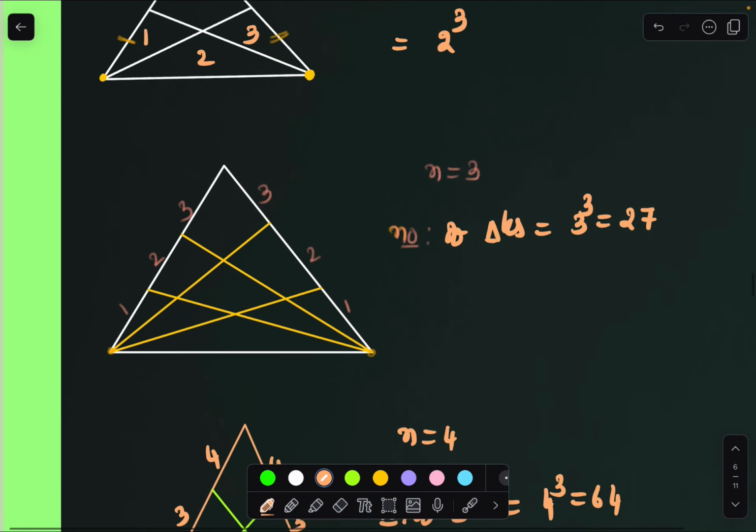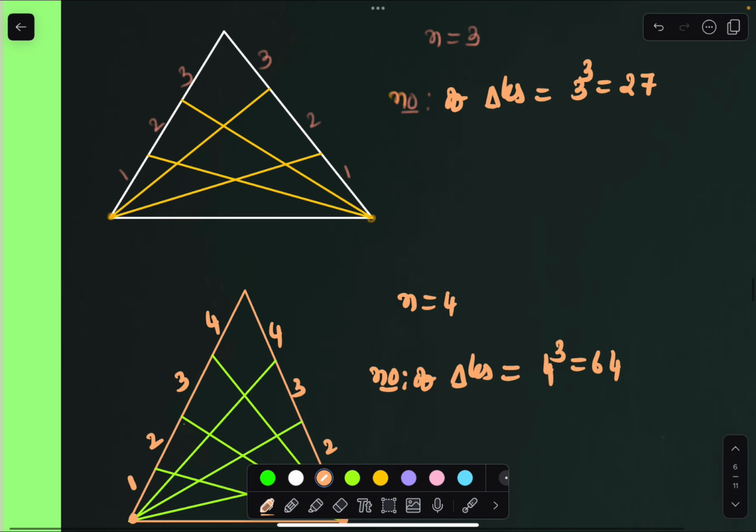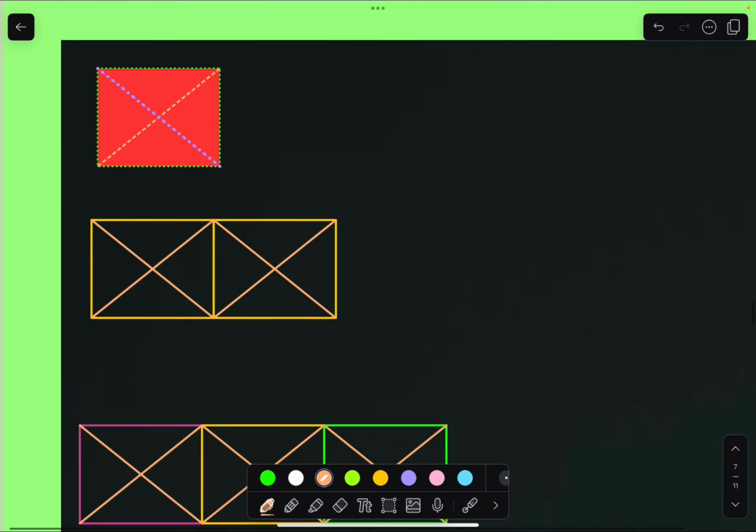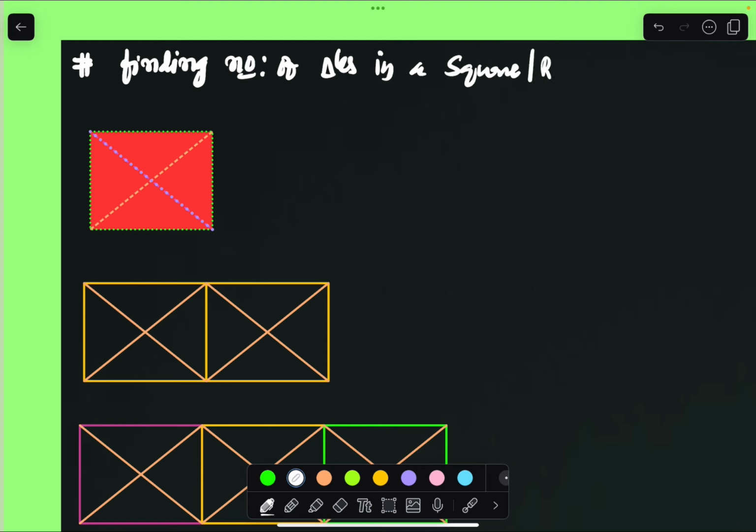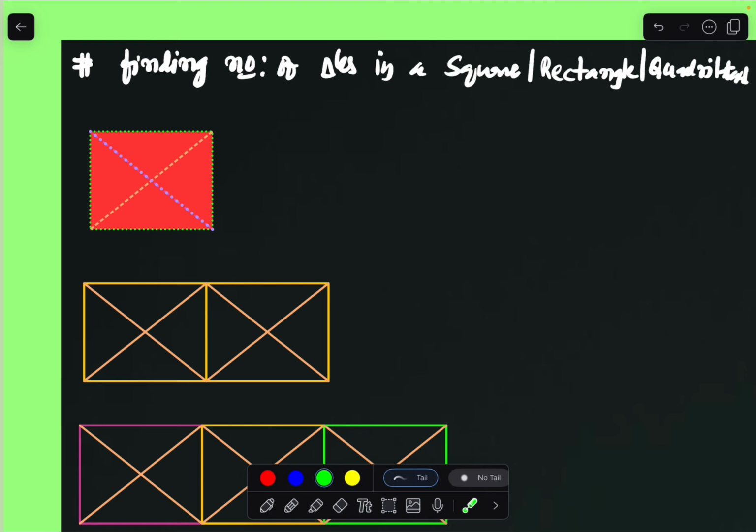Next one: finding the number of triangles in a square, rectangle or quadrilateral, right? And see here, how many triangles are there in this figure? We can check it once, right?